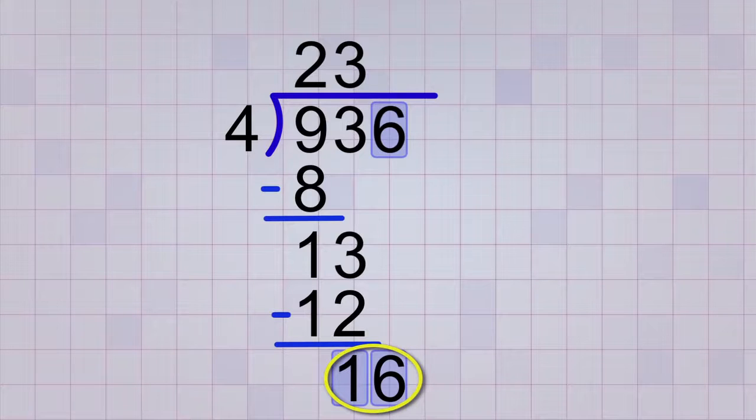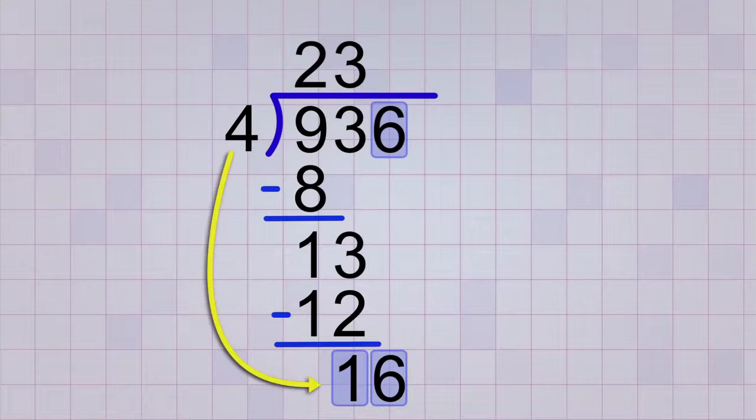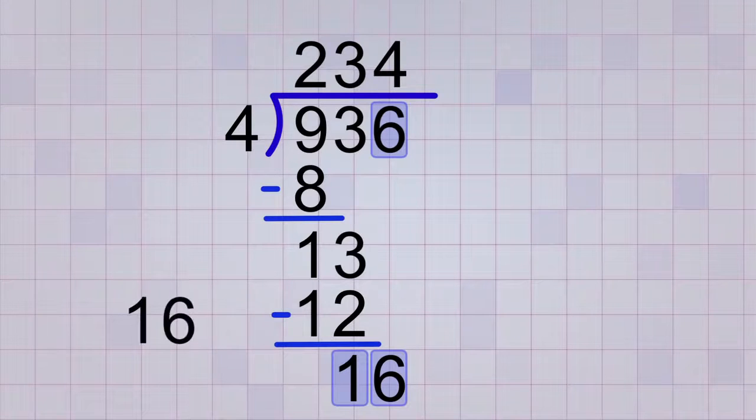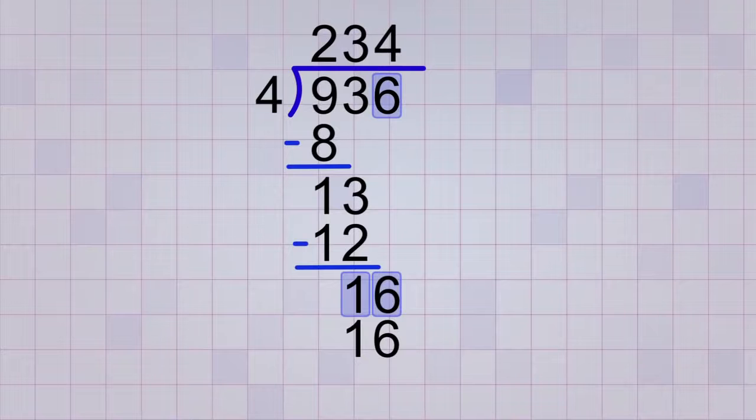Aha! That's good because it's going to be easy to divide 4 into 16, because 16 is a multiple of 4. It takes exactly 4 4s to make 16. So we put a 4 in the last place of our answer line, and then we write the 16 below our new remainder. Now, if we subtract 16 from 16, we see that our last remainder will be 0, which means there's no remainder left.